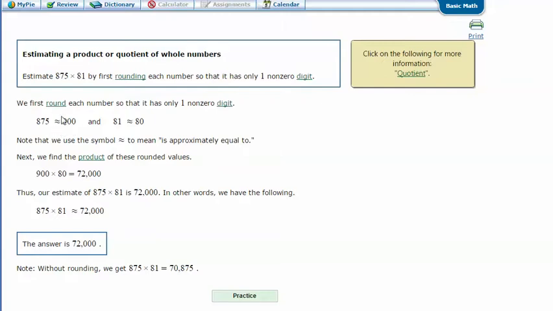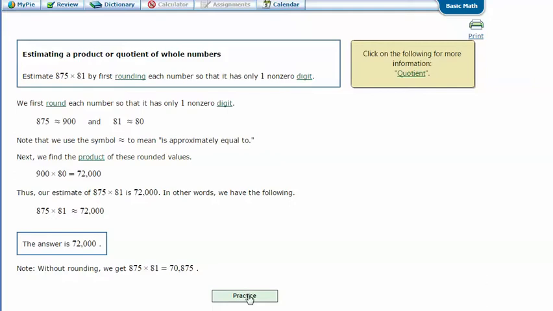This symbol means approximately equal to. So 875 is approximately equal to 900. In 81, only the first digit is going to not be a zero. Everything else is zeros. So 81 rounded is approximately equal to 80. Our choices would be 80 or 90, but the 1 tells us that we're going to make this 80. And so 900 times 80 is 72,000.